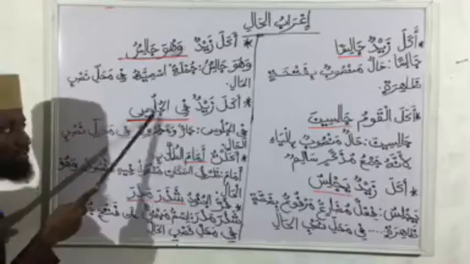Can you see jarun wa majrur? Jarun and what? And the majrur fi mahalli nasbil hal. They are in position of what? Of hal. So that is that. Now let's look at the next one.